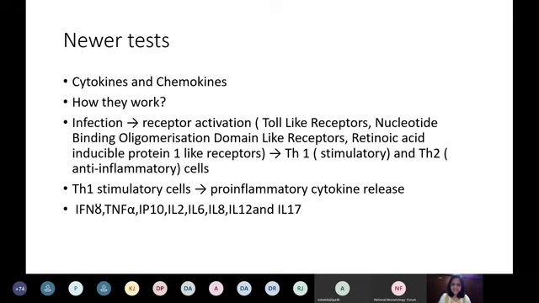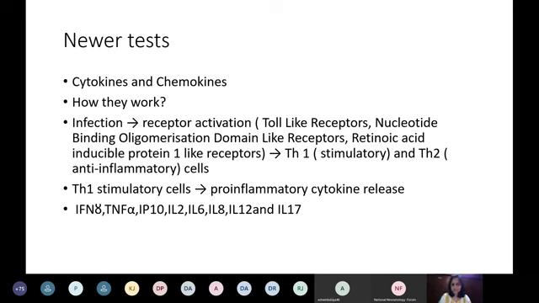So which are the commonest receptors? Why I'm mentioning this is, now we can identify these receptors. We've gone to that level of molecular biology now that we can pick this up and say that yes, these receptors are high, so the baby may be having sepsis. So these are the three main ones actually.